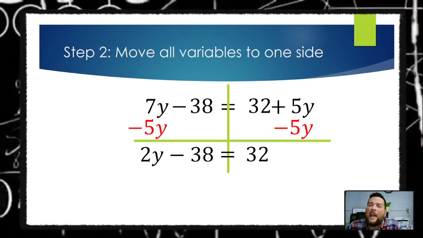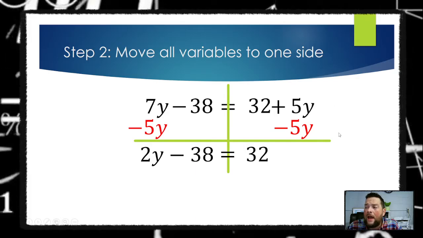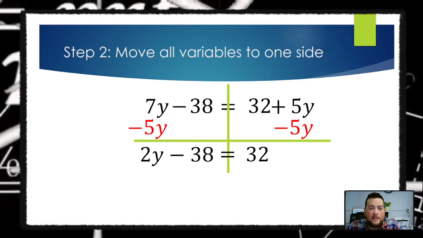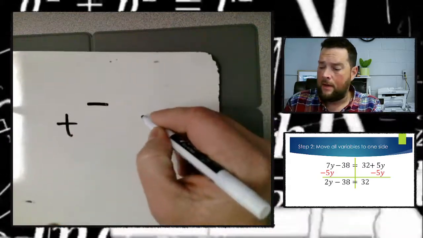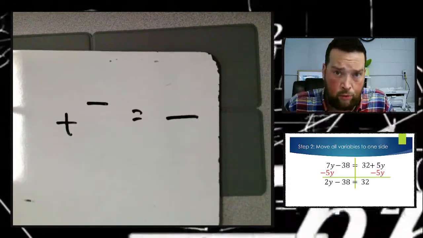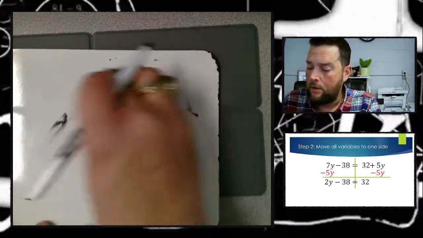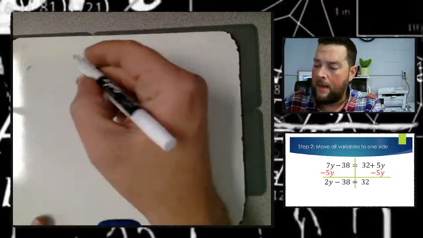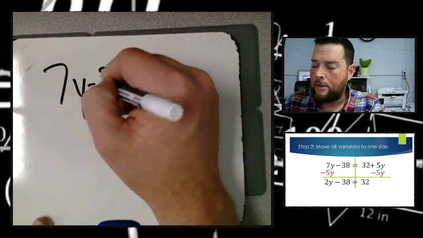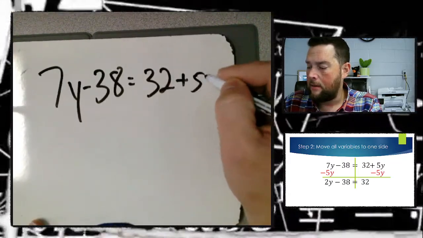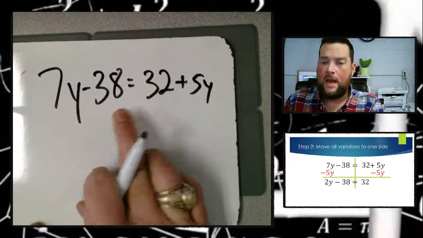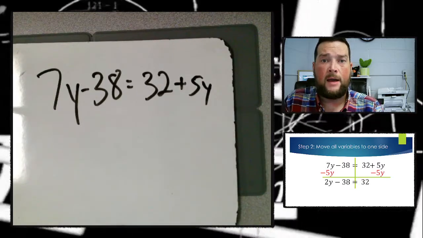Now, you hear me saying add negative, and on the board I have subtract. That's because adding a negative is the same thing as subtraction, all right? So let me spell it out on the board the way that I'm talking about it out loud, all right? I've got 7y minus 38 equals 32 plus 5y, all right?